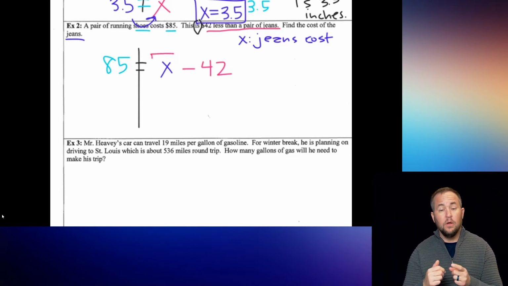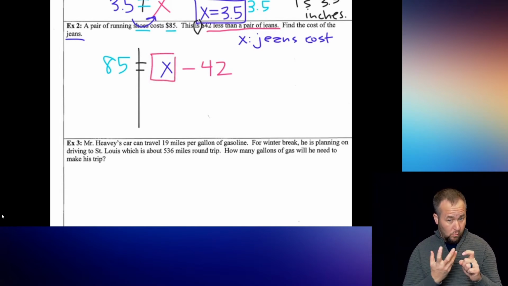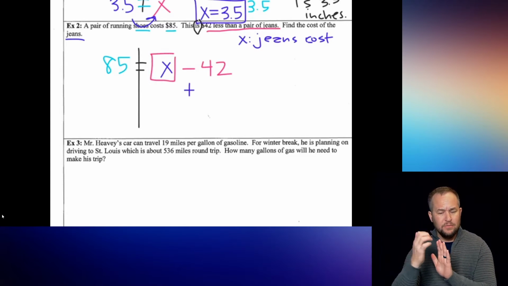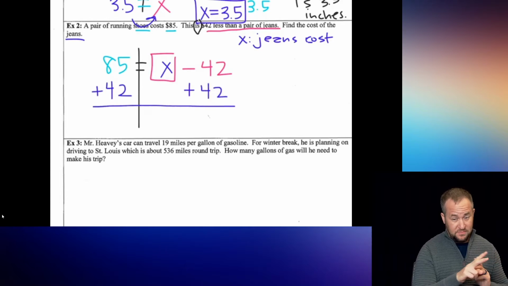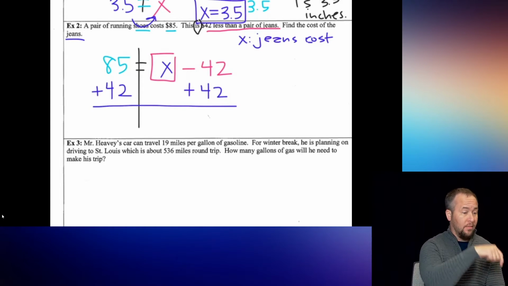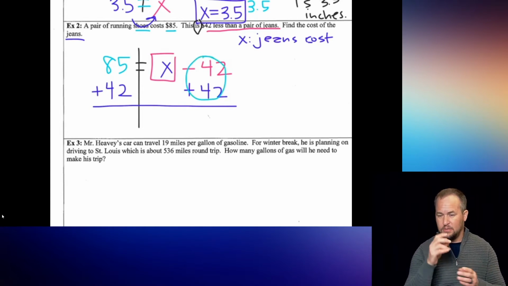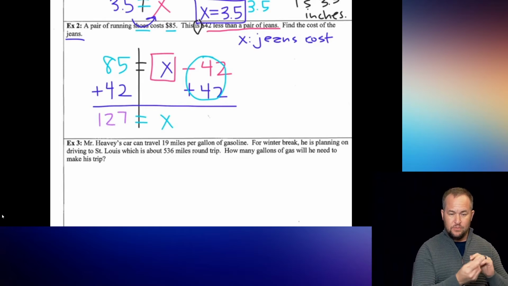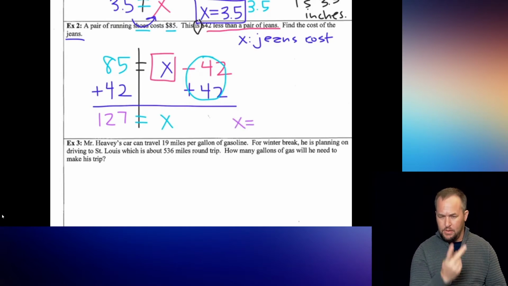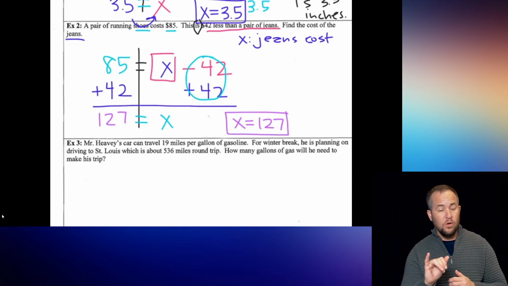So to isolate the X, I know that I want to do the opposite of subtracting 42, which means I'm going to add 42 on both sides, and notice whatever I do to one side, I do to the other, just like we've been doing, because this over here results in a 0, which is why X is now isolated. It's all by itself. Then when I add these two together, I end up with 127, which means I need to then flip it around because of the commutative property. So x equals 127.